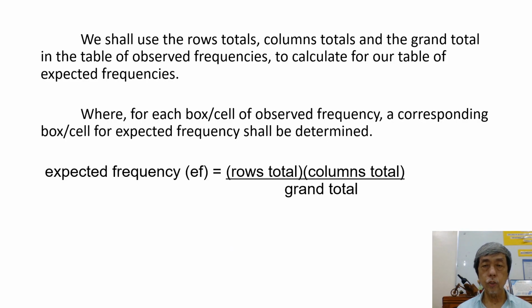We shall use the rows totals, columns totals, and the grand total in the table of observed frequencies to calculate for our table of expected frequencies, where for each box of observed frequency, a corresponding box for expected frequency shall be determined. We go back to the formula of expected frequency, which is the rows total times columns total divided by the grand total of the observed frequency.